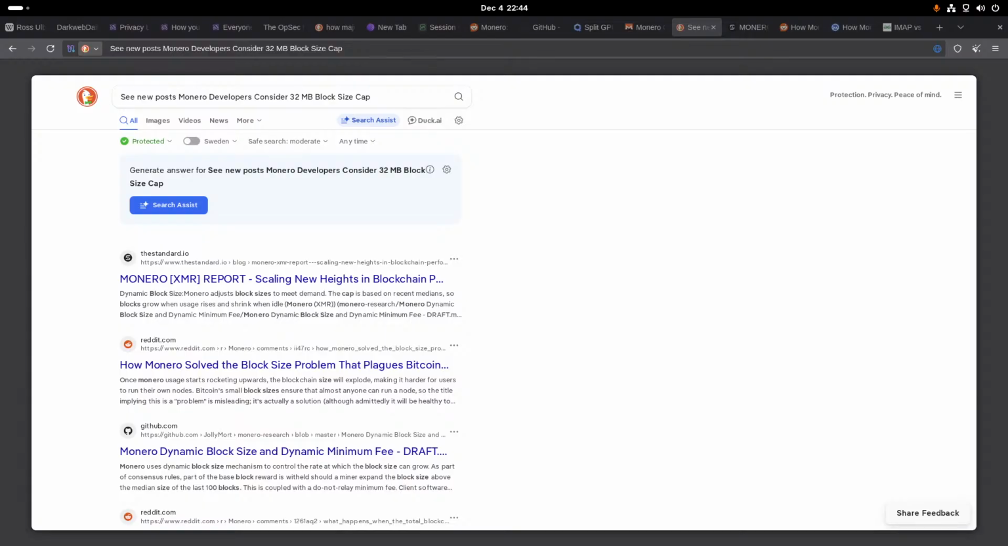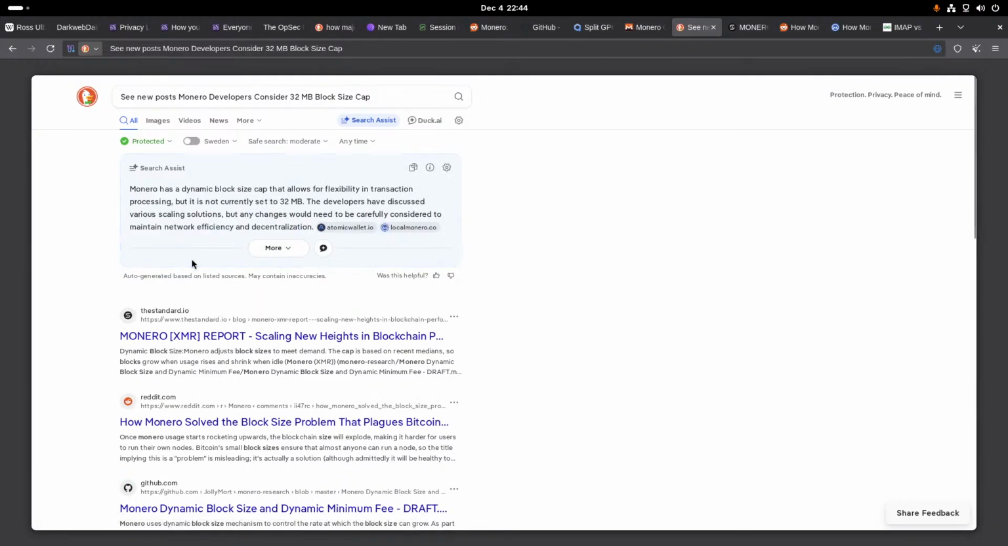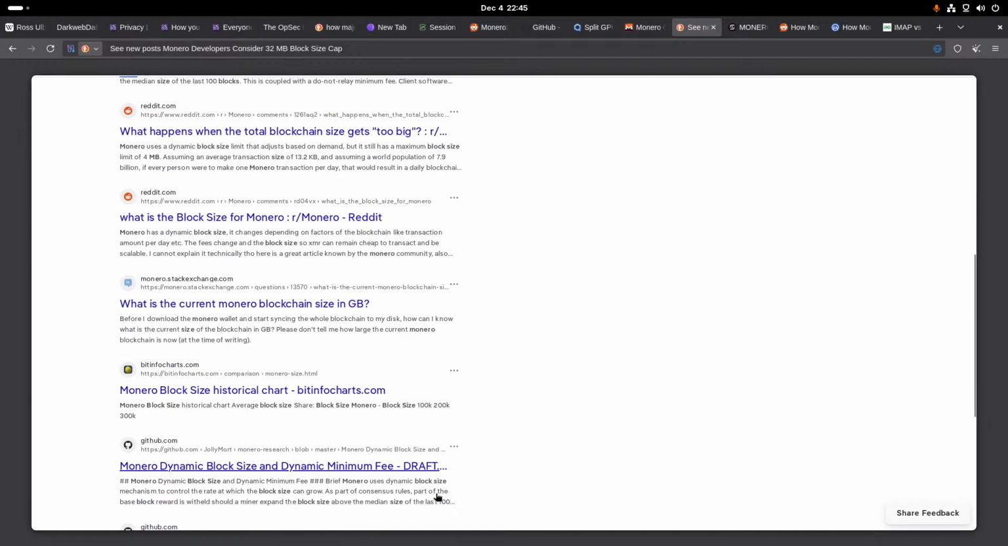Pretty much, Monero's block size is dynamically adjusted based on the network conditions. No, that's not it. Damn, I can't find it. That's okay, though. How does Monero size the block? Maybe? Monero's dominant block size keeps flexibility in the transaction process, but it's not currently set to 32 megabytes. The developers have discussed this in various scaling solutions, but any change needs to be carefully considered to maintain the network's efficiency and decentralization. Huh, interesting.